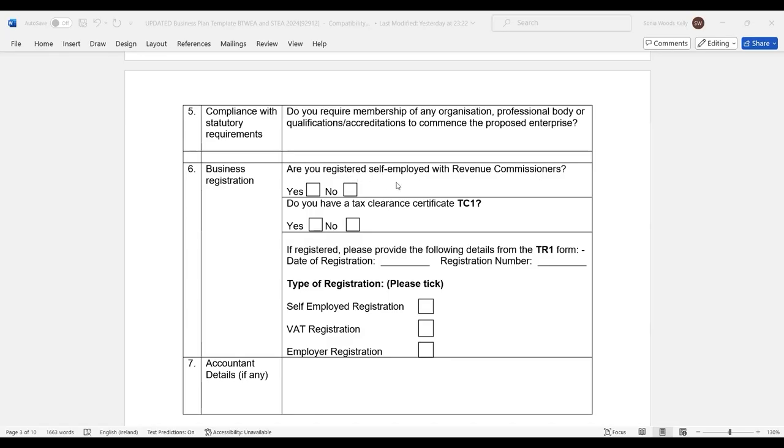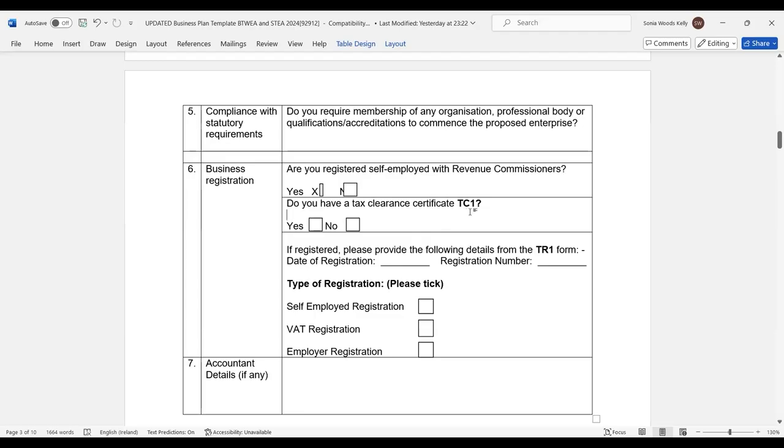So are you registered? If the answer is yes, it's a little hard to get the X in the box there. So I'm just putting my cursor in there and putting an X there beside the cursor. I'm just moving that on. So I've just clicked and moved the box on there. So there's yes. Next question is, do you have a valid tax clearance certificate?